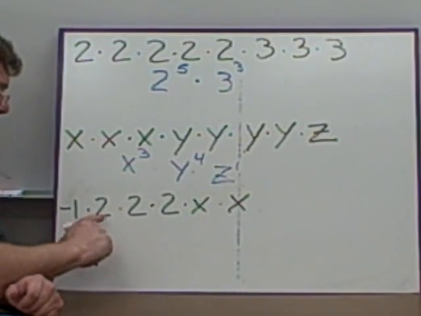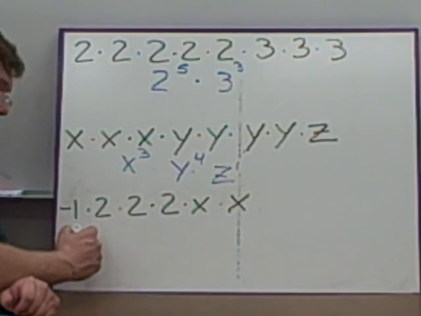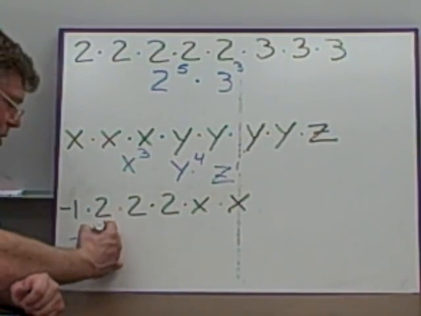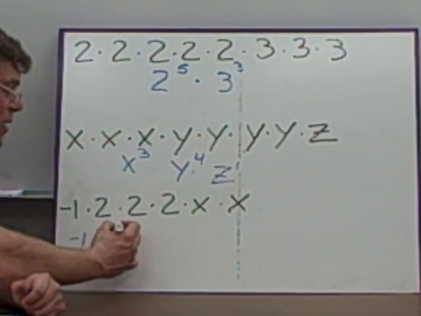Here we got negative 1. Well, there's only one of those, so let's put that there. Times 2 times 2 times 2, that's 2 to the 3rd. So it's times 2 to the 3rd power.